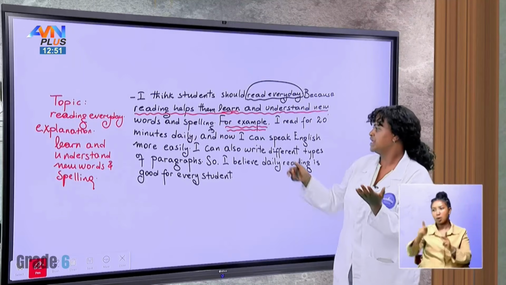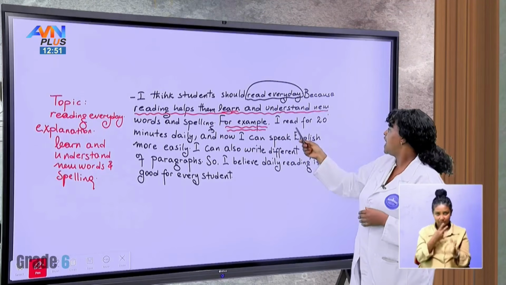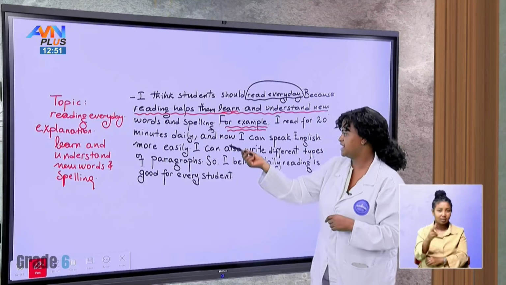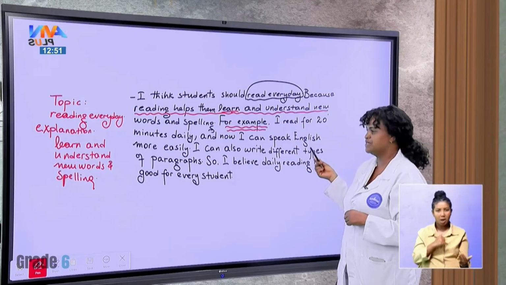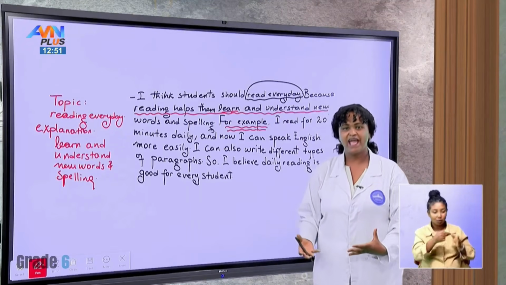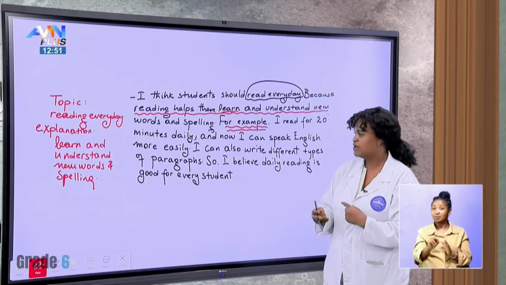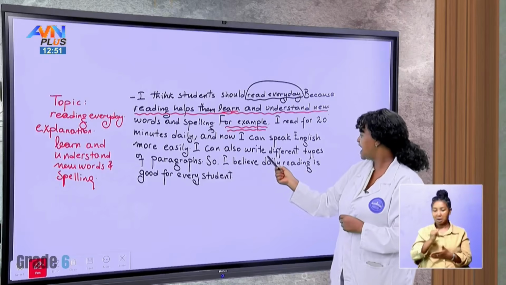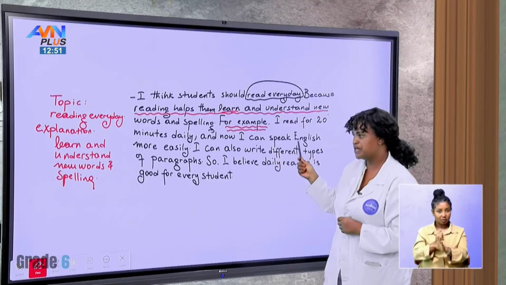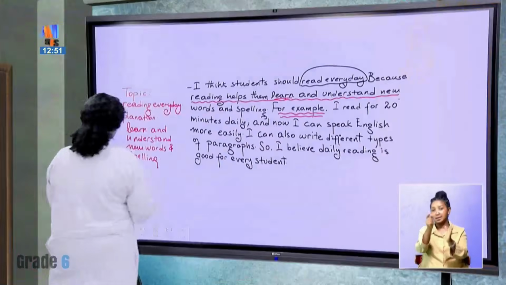All right? So, in this short paragraph, we have an example. For example, look, "I read 20 minutes daily." See? 20 minutes daily. And now I can speak. The person is now trying to convince us by showing himself and the benefits that you get by reading 20 minutes a day. What are they? Look, "I can write different types of paragraphs. Before that, I can speak English more easily." So, we have an example.